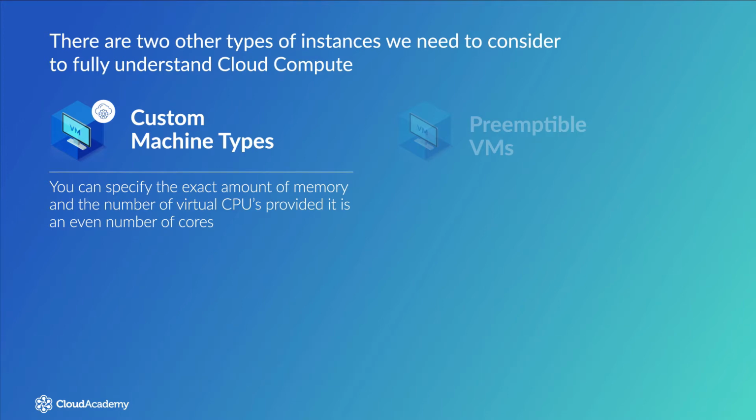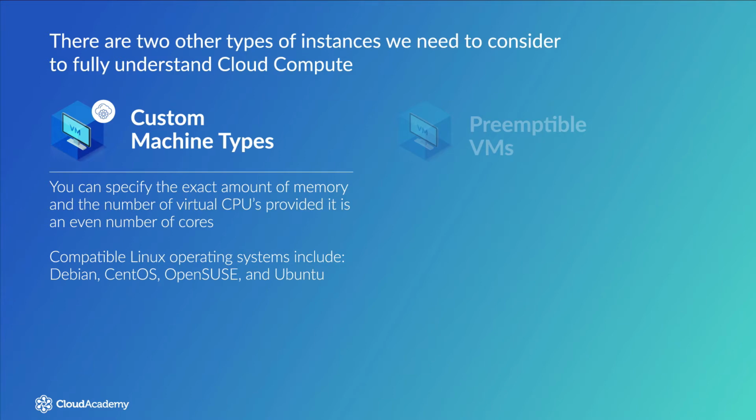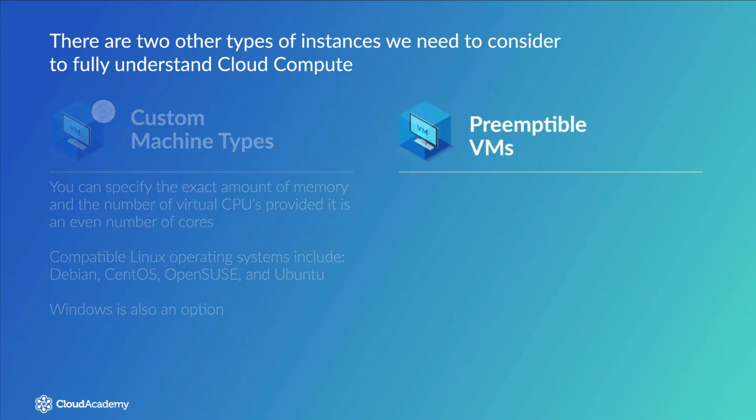There are many different operating systems that are compatible with the custom machine type API. You can pick Debian, CentOS, OpenSUSE, Ubuntu, and Windows is also an option. Whether via the console or the command line, custom machine types are straightforward to set up and launch for workloads that need them. Now, we should talk a bit about preemptible VMs.